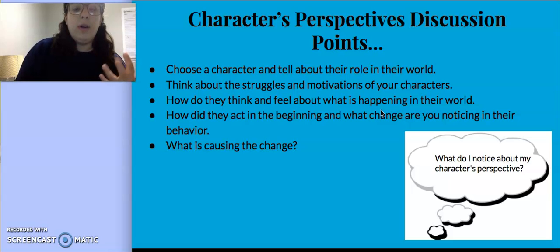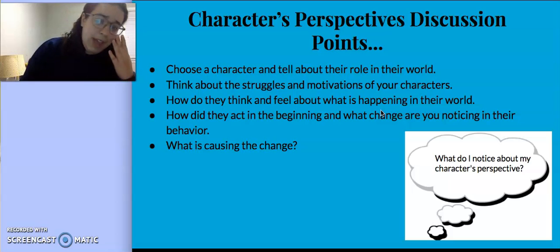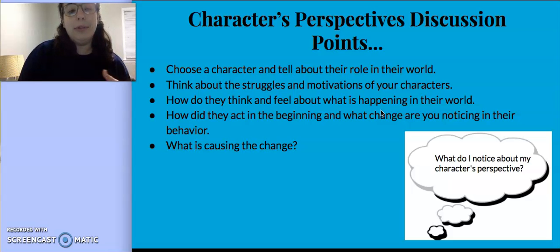Think about their struggles and motivations. What do they struggle with? What do they find hard? And what motivates them to do better and to do more? How do they think and feel about what's happening in the world? So like I said, our characters have feelings. They make decisions. So how would our character be feeling? Maybe you can think about how you'd be feeling, and maybe your character's feeling a similar way. Maybe they're feeling a completely different way. That's fine too, but they feel that way for a reason. So think about what outside factors are making them feel that way.